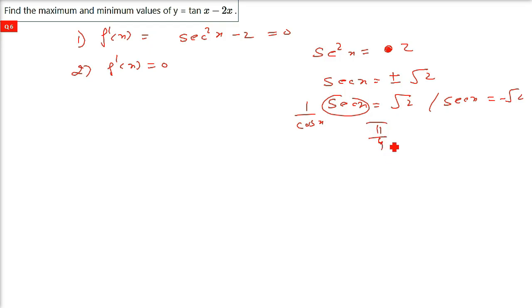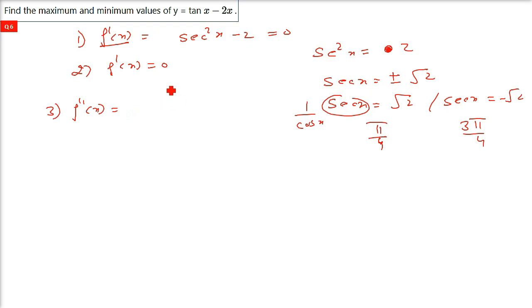First thing is sec x can be 1 by cos x. Cos x is 1 by root 2, and you know it is pi by 4. When sec x is negative root 2, 1 by cos x is negative root 2, or cos x is minus 1 by root 2. That only comes when it is pi minus pi by 4, that is 3 pi by 4. So we have pi by 4 and 3 pi by 4. These are the 2 critical points, possible points where you can get the maxima and minima.